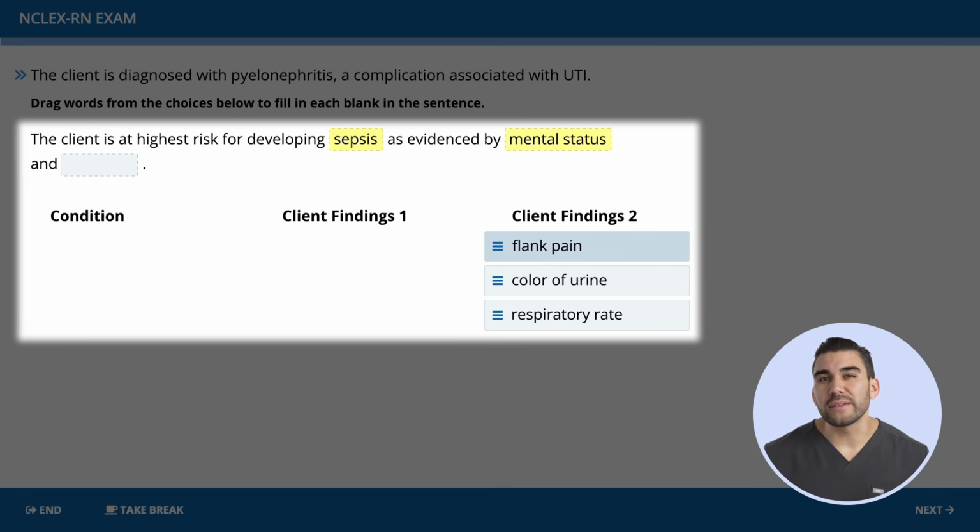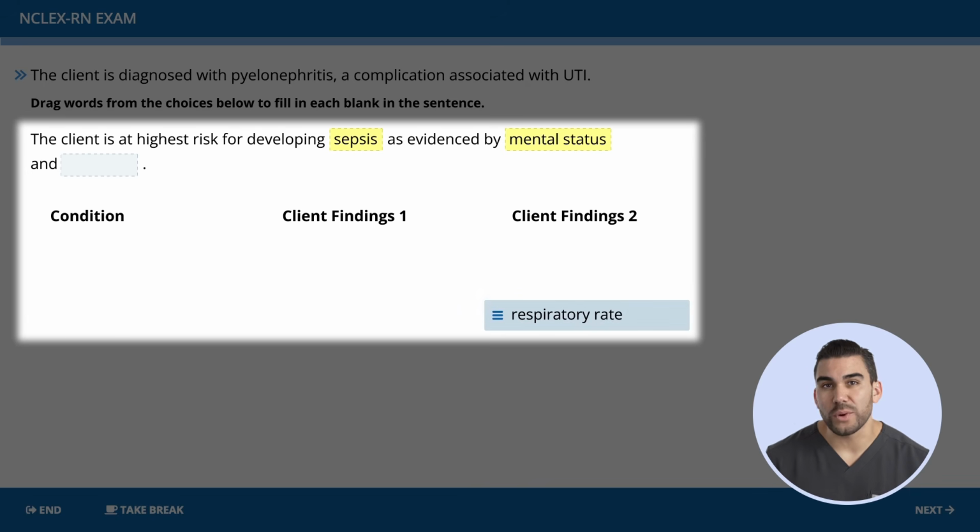Would it be flank pain? Well, this finding is associated with pyelonephritis, but it's not really specific for sepsis. Neither is color of urine. So we see dark urine with pyelonephritis, but again, it's not a big indicator for sepsis.